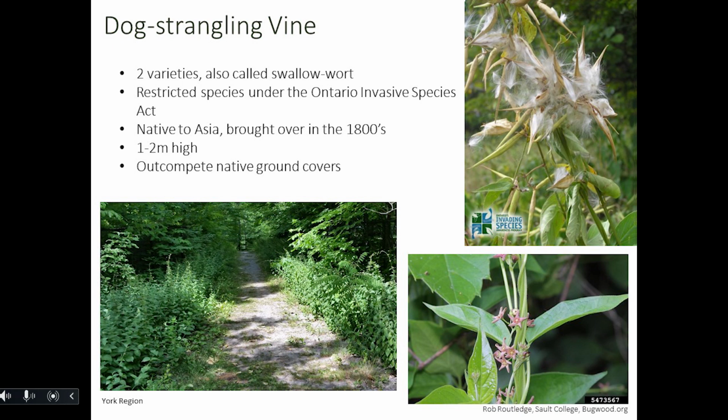It's native to Asia, and it was believed to have been brought over in about the 1800s. It stands 1 to 2 meters high, and similar to a lot of other invasive plants, it outcompetes native ground covers. The plant has oval leaves with a pointed tip. You can see in the bottom right photo here, about 7 to 12 centimeters long, and it has a star-shaped pink to purple flower and about 4 to 7 centimeter long bean-shaped seed pods, which you can see in the top right there, which have a similar appearance to our native milkweeds we're more familiar with.